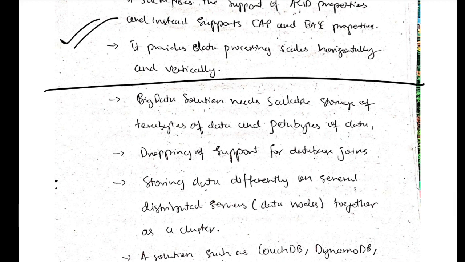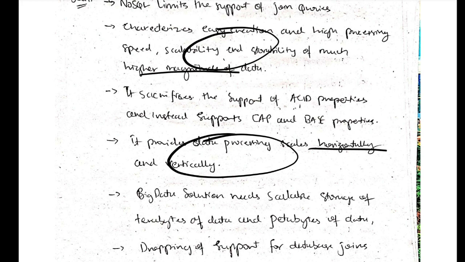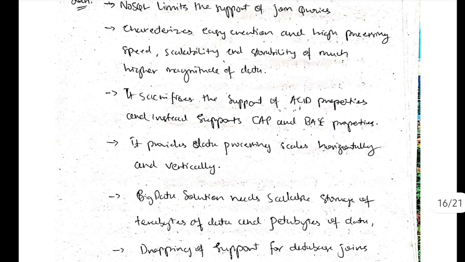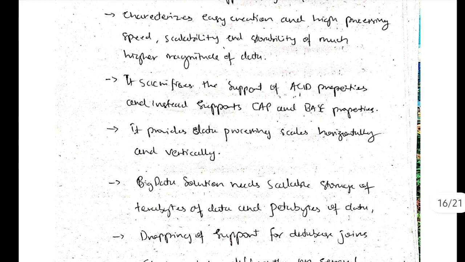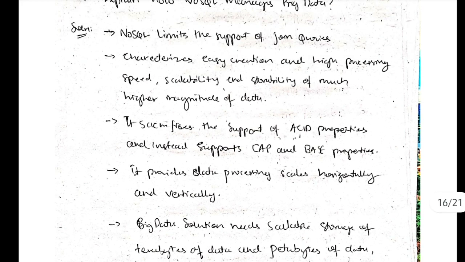These are the features present in NoSQL, and how they are relevant to big data we'll be discussing. Big data needs scalable storage of terabytes and petabytes of data. A large amount of data is needed, so that's what the point mentioned here covers. High magnitude of data, and here it also scales horizontally and vertically, so that is satisfied by these two points. Dropping support for database joins satisfies the join queries point. And storing data on different servers and data nodes together as a cluster is satisfied here.